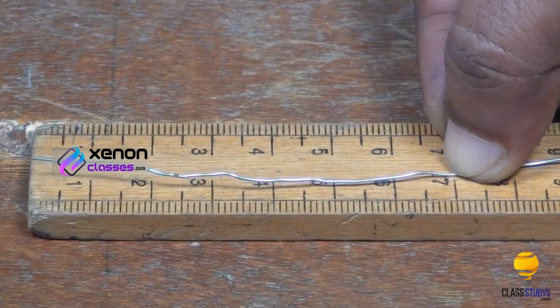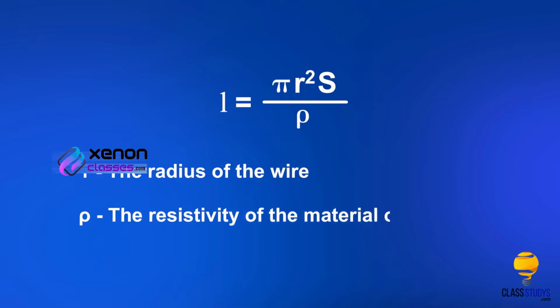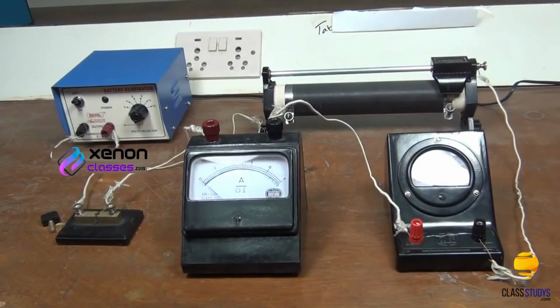Let L be the length of the resistance wire required for a resistance of S ohm. Then L = π r² S / ρ, where r is the radius of the wire and ρ is the resistivity of the material of the wire. Here, we are converting the given galvanometer of known resistance or figure of merit into an ammeter of desired range.